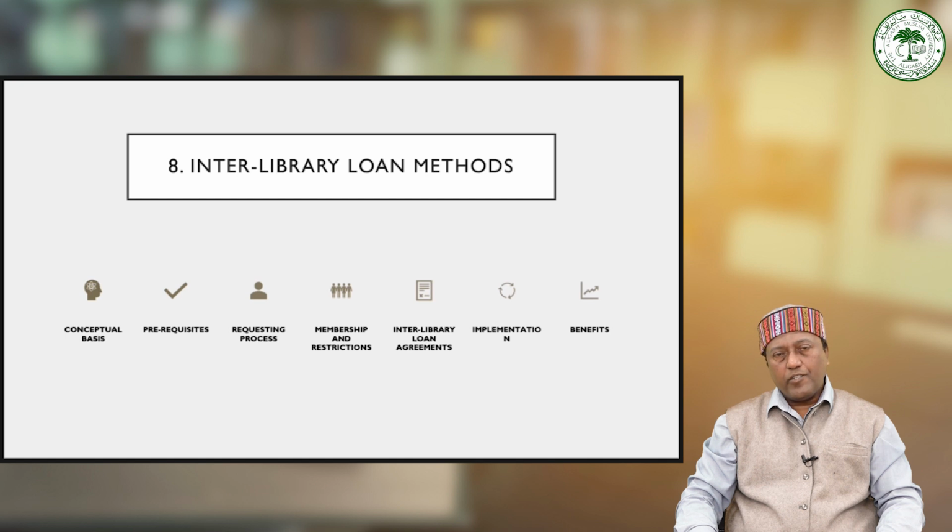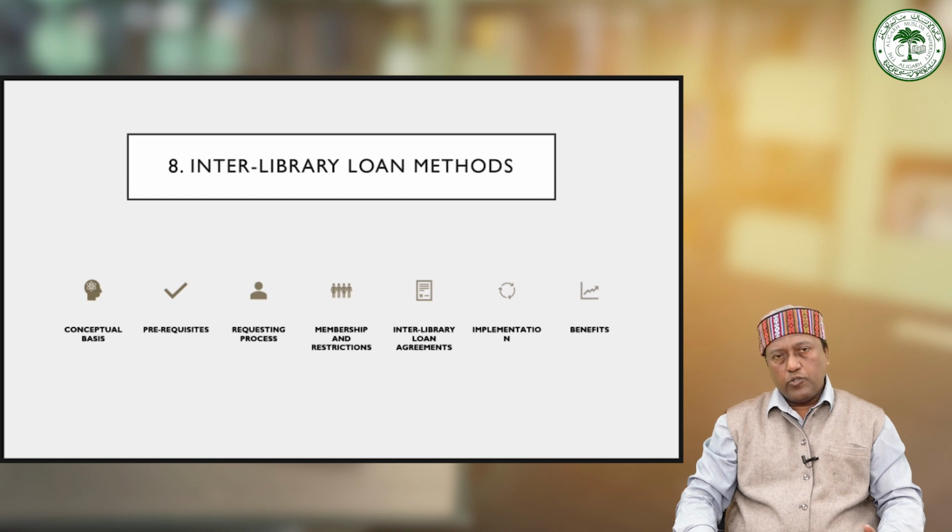So if the libraries are ready to share the resources, they have to come onto one platform. Coming to one platform means they should be ready to follow the same scheme of classification, the same cataloging code, and be ready to have a union catalog of all the libraries participating in this process. So interlibrary loan is not feasible unless the libraries decide to merge their catalogs.